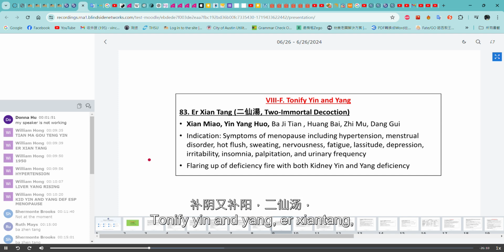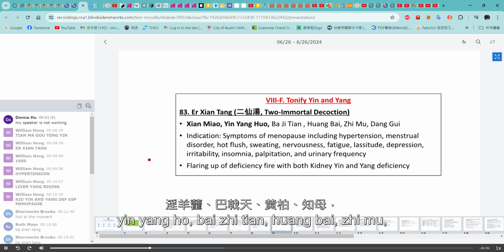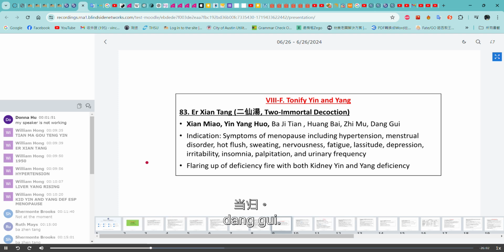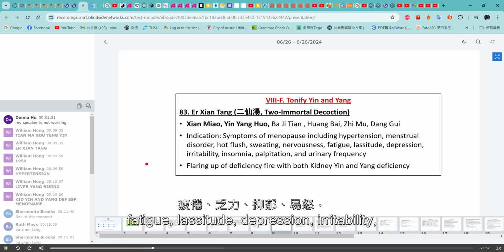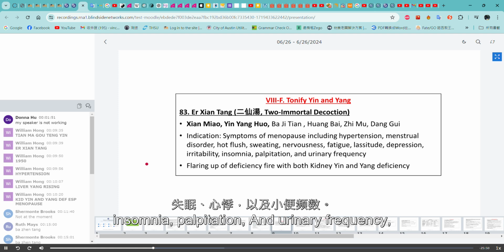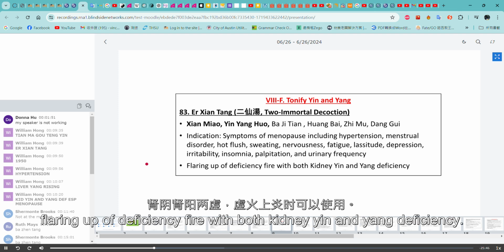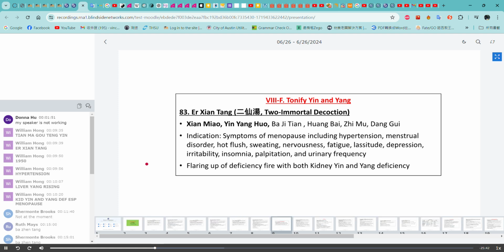Tonify yin and yang, Er Xian Tang, Two Immortal Decoction: Xian Mao, Yin Yang Huo, Ba Ji Tian, Huang Bai, Zhi Mu, Dang Gui. Indication is symptoms of menopause, including hypertension, menstrual disorder, hot flush, sweating, nervousness, fatigue, lassitude, depression, irritability, insomnia, palpitation, and urinary frequency, flaring up of deficiency fire with both kidney yin and yang deficiency.